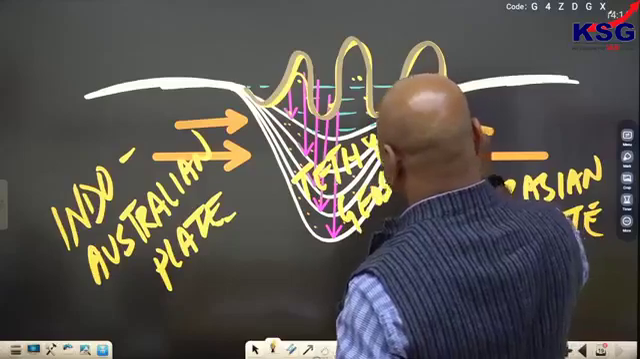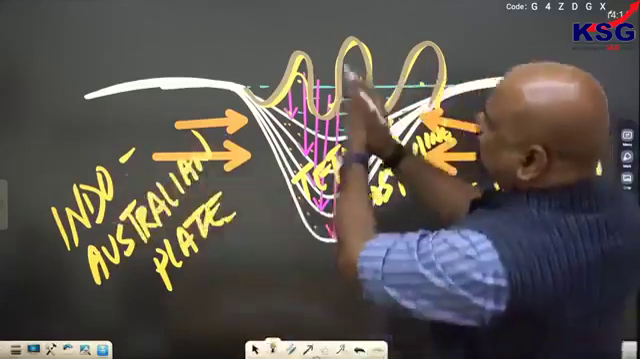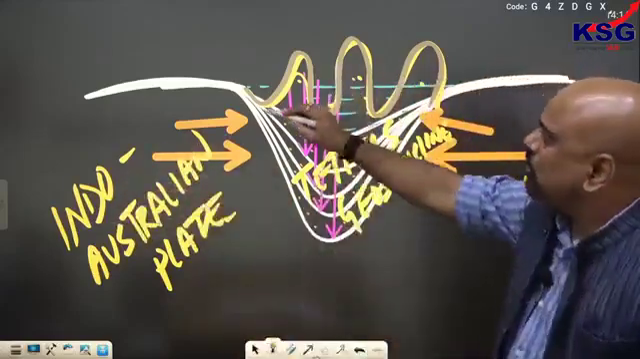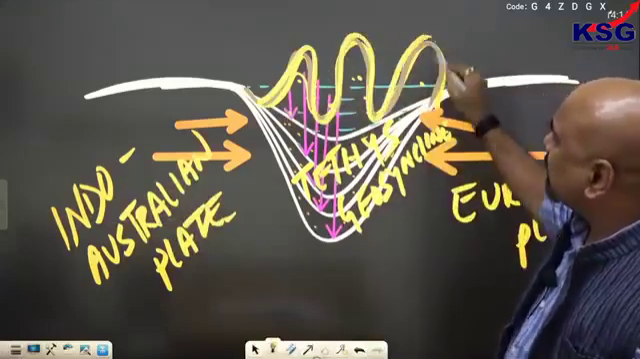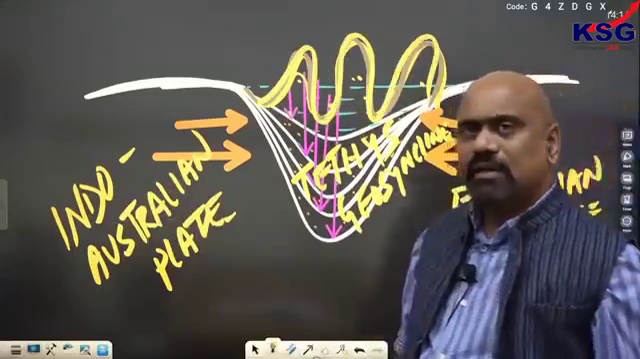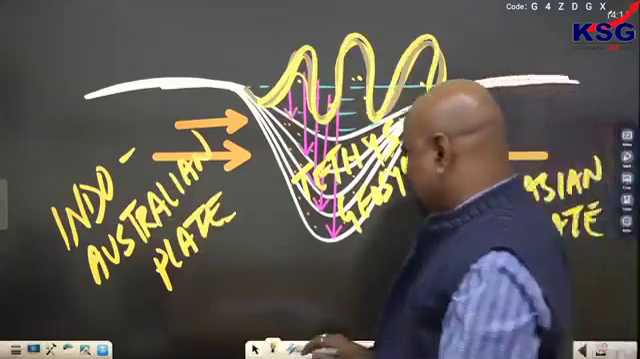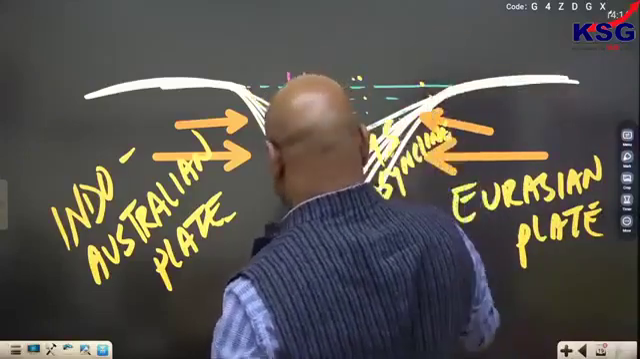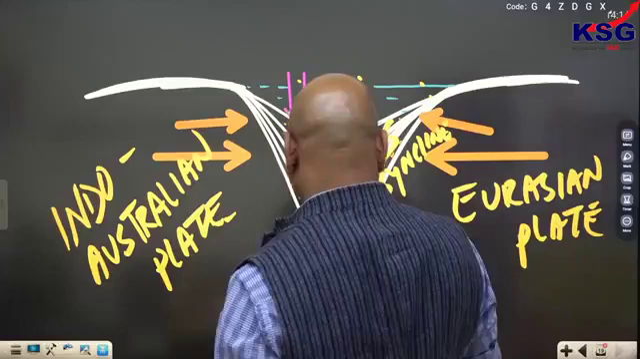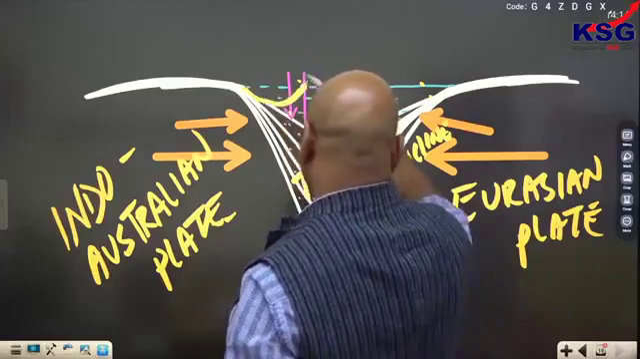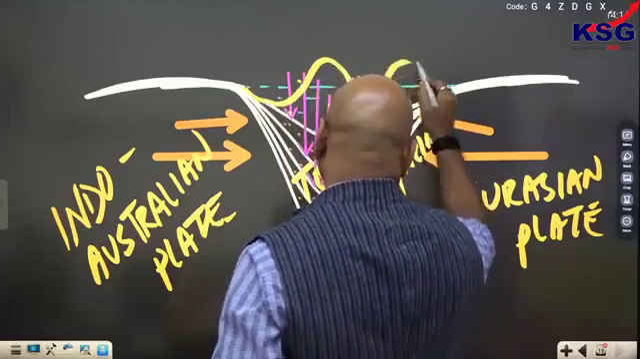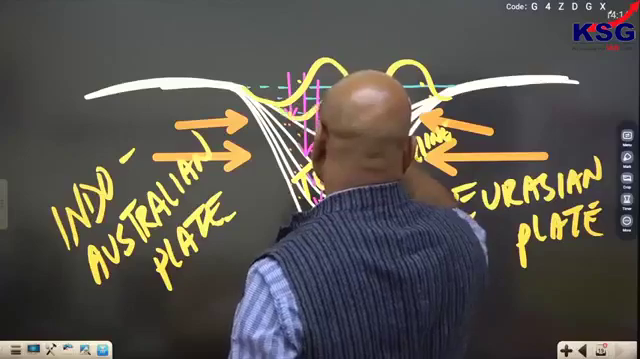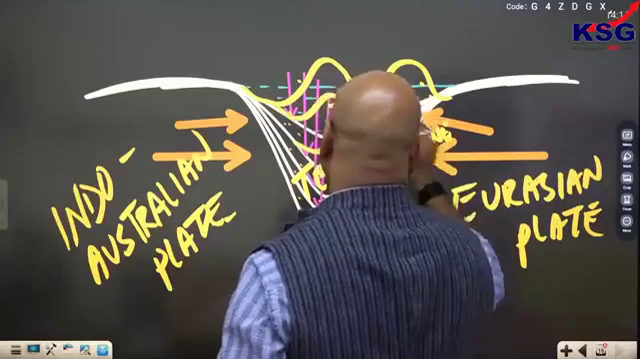This Tethys geosyncline subsequently got squeezed, and because of the squeeze, you have the folding of this region and formation of the fold mountain of Himalaya. This leads to the subsequent folding and development of the mountains. Folding of the rock strata and formation of this mountain.